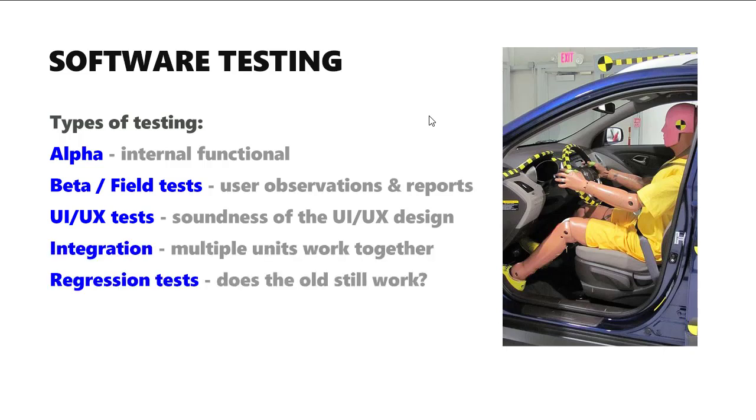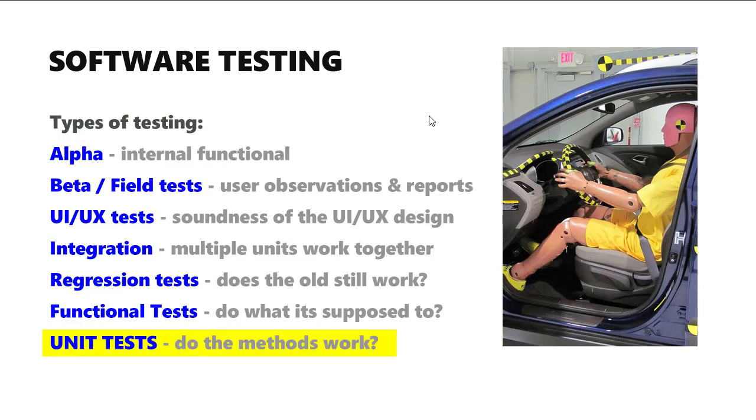There's integration tests where we have multiple units working together, and that's very different from a unit test we'll talk about in a minute. There's regression tests that are done in that as we add new features, the question is, adding those new features, does the old still work? We're going backwards in time to make sure that everything is cohesive. Functional tests: does the program do what it's supposed to do? Does that feature work as it's supposed to? But we're going to focus on unit tests.